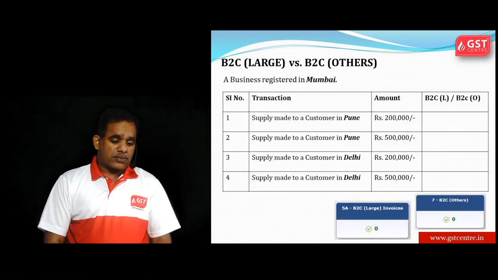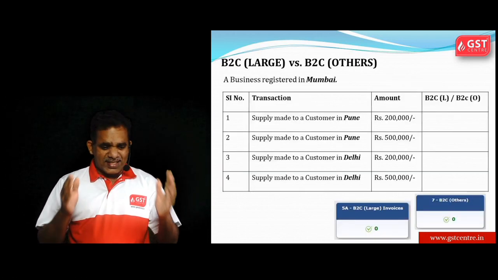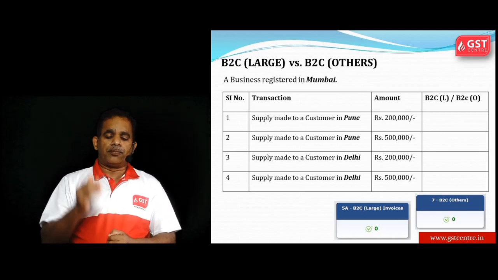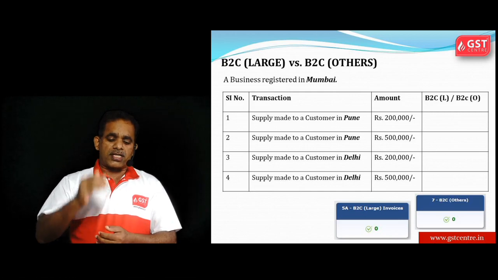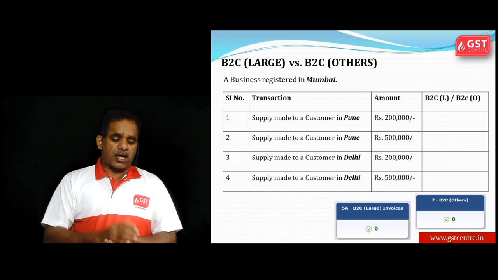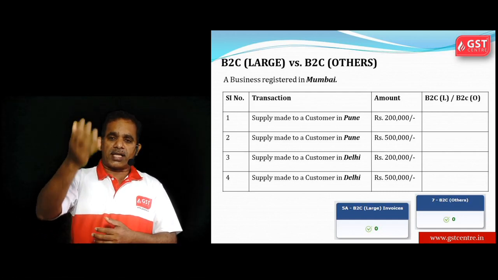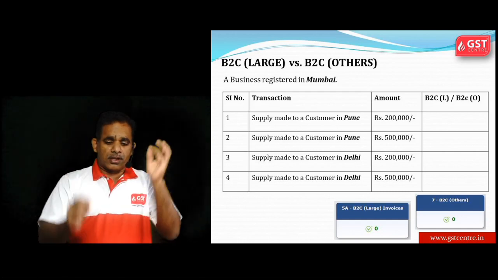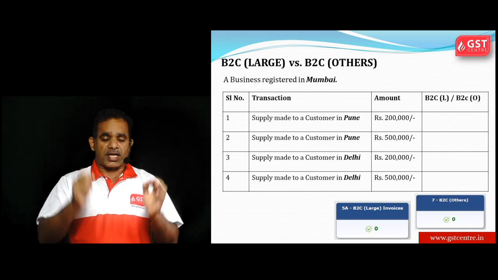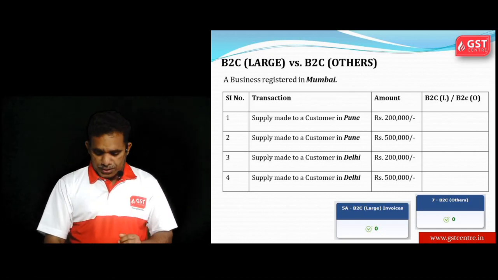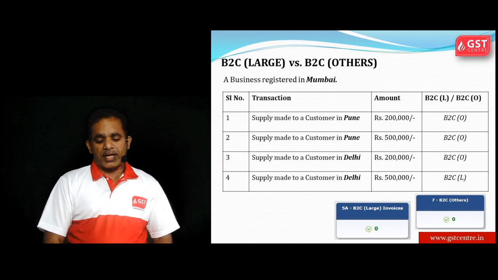So I have given a small assignment here. The business is in Mumbai, and first supply made to a customer in Pune, that is 2 lakhs, supply made to a customer in Pune, that is 5 lakhs, supply made to a customer in Delhi, that is 2 lakhs, supply made to a customer in Delhi, that is 5 lakhs. So you need to find out in which section you need to fill the details, whether it is in B2C large or B2C others. So the correct answer will be like this.